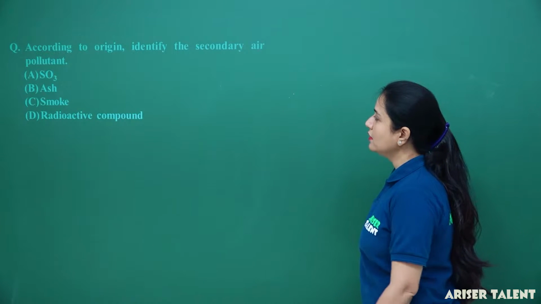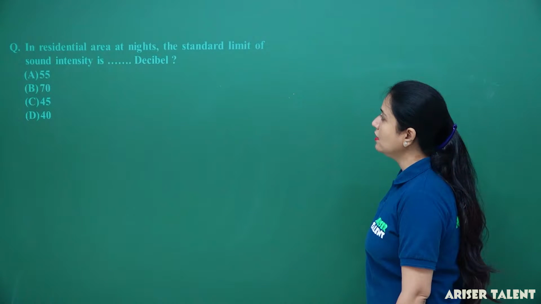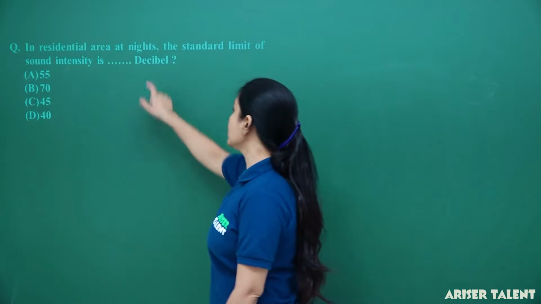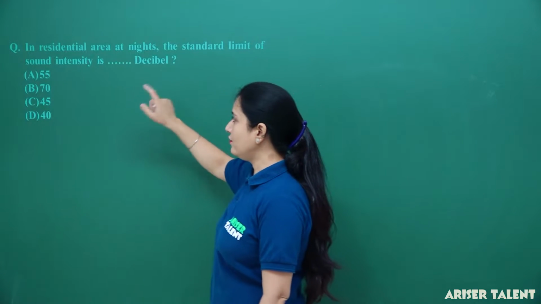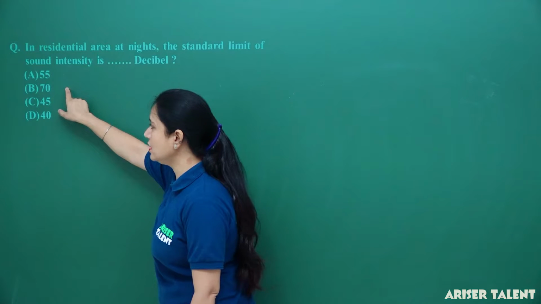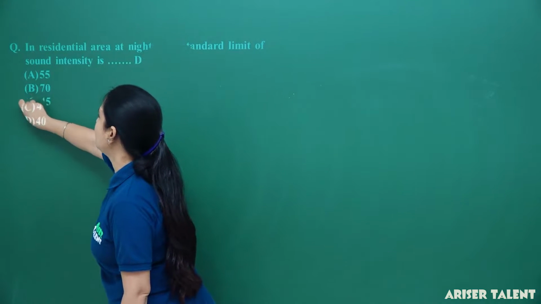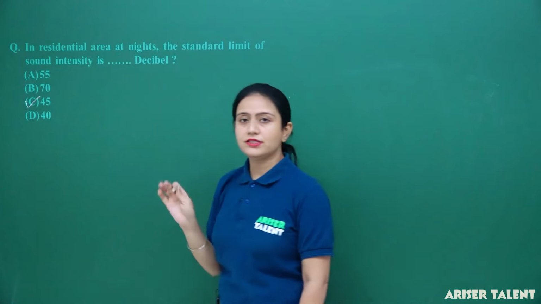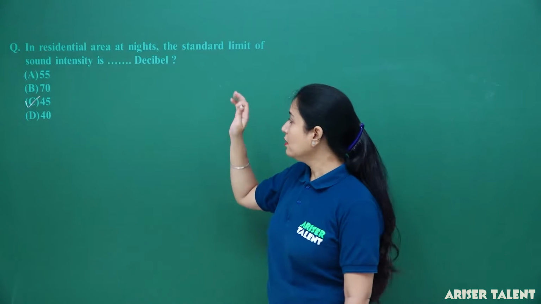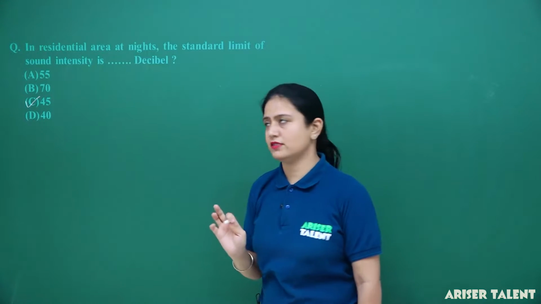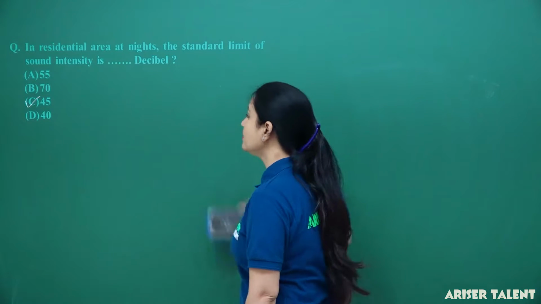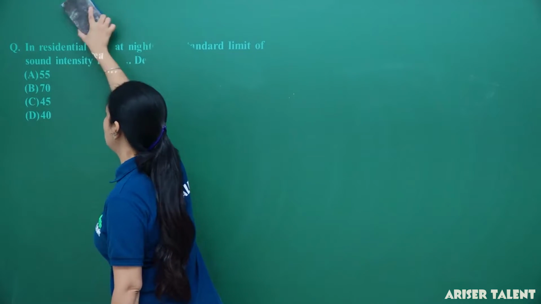Option A. Next is, in residential areas at night the standard limit of sound intensity is: 55, no. 70 decibel, no. Option C, that is correct, 45 decibel. In residential areas the standard limit of sound intensity is 45 decibel. You cannot increase it. This is against the law.